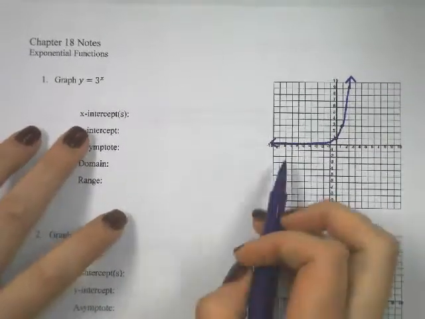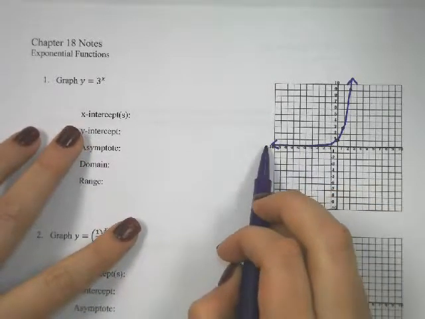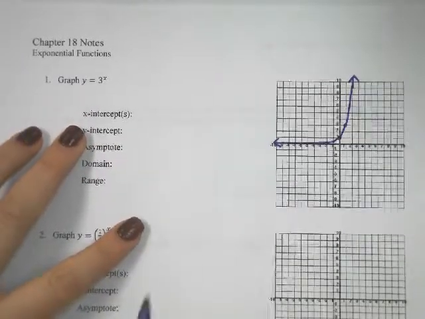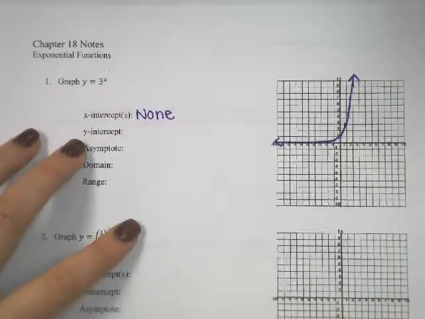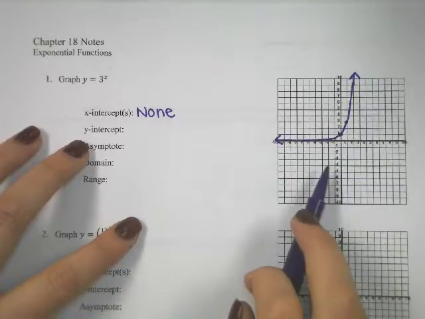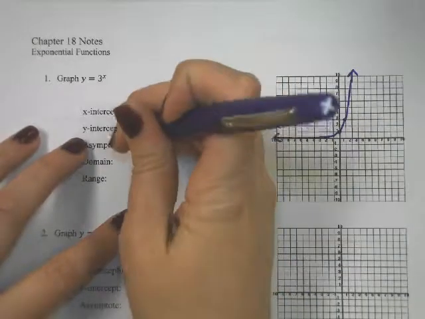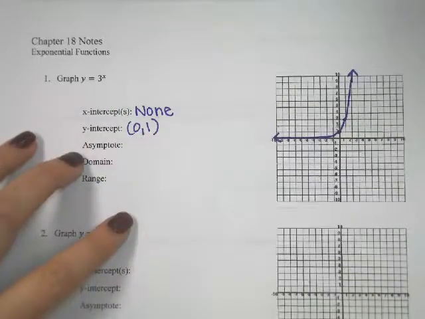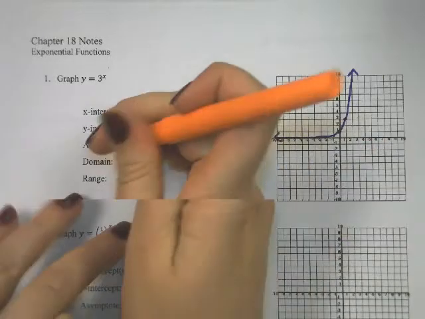As far as x-intercepts go, this line never touches the x-axis. As it goes this direction, it gets closer to the x-axis, but never actually crosses it. So this will have none. The y-intercept can always be picked out from your table. 0, 1 is where it's crossing the y-axis. I do have an asymptote. Now, an asymptote is a line that our function approaches but does not cross.